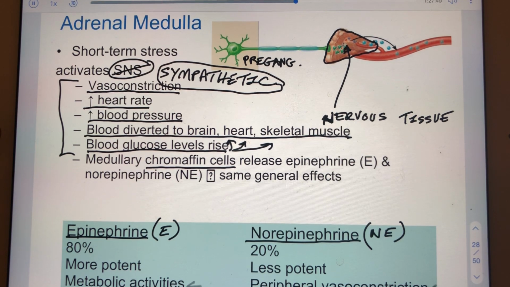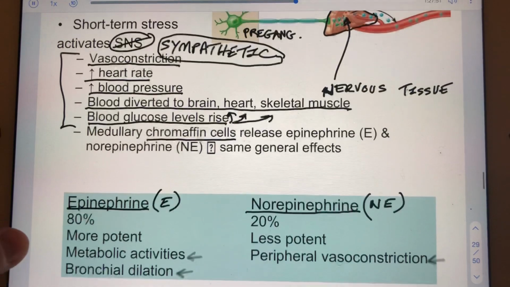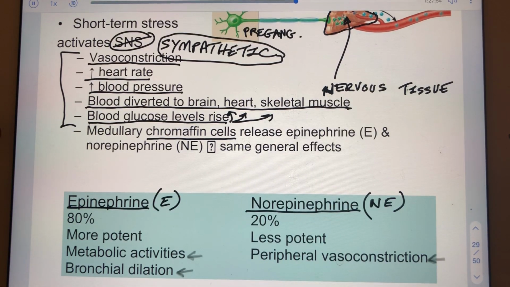Epinephrine is actually more potent, more powerful, okay, even though, yes, that's what we make most of. And epinephrine is a little more influential on metabolism and also will more specifically bring about bronchodilation, the dilation of bronchioles, okay? And norepinephrine is a little more so concerned with bringing about vasoconstriction in peripheral areas rather than core areas of the body, okay? But again, in general, they bring about the same effects.